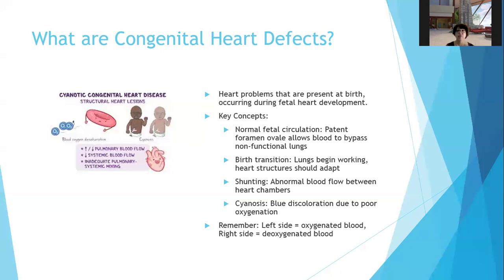Shunting is when there's abnormal blood flow between heart chambers. In the fetal stage, the blood flow between the right atrium and the left atrium is normal. After birth, that's not normal, and we don't want that to happen. Because then deoxygenated blood gets into the left atrium and the left ventricle and goes out and produces cyanosis because of poor oxygenation. So you get that blue discoloration. Normally after birth, the left side is oxygenated blood and the right side is deoxygenated blood. So the right side has to go to the lungs, and the left side goes out to the rest of the body.